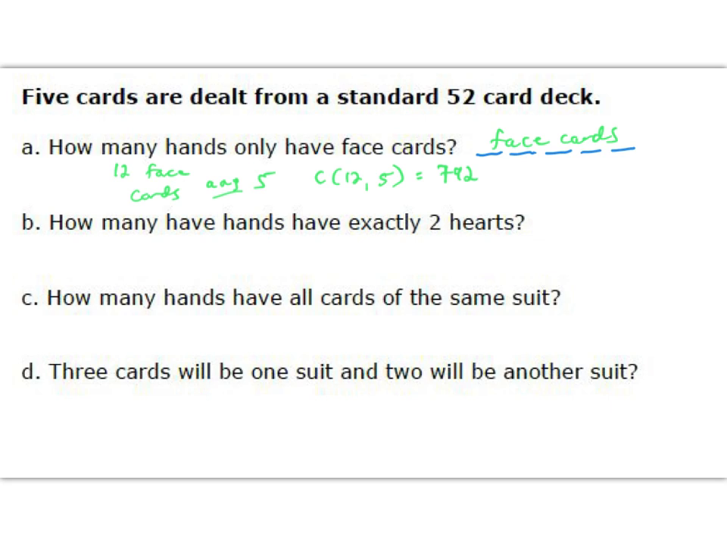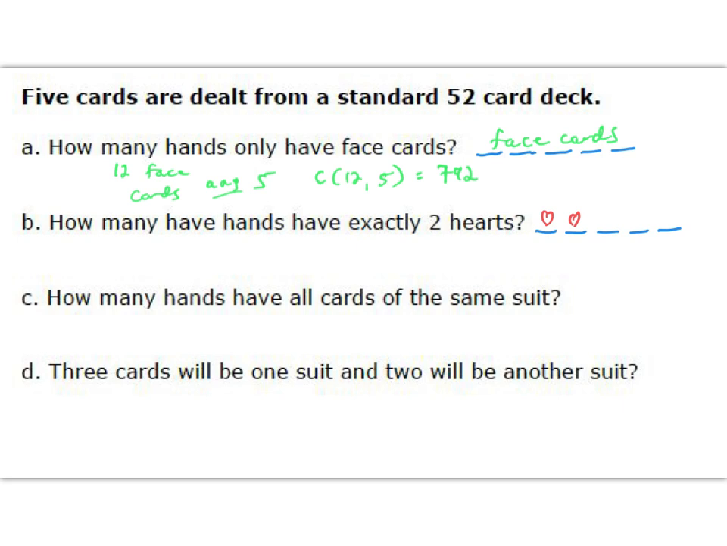Okay, let's take a look at this next example: how many hands have exactly 2 hearts. Well, let's draw our blanks to help us organize our information. We're going to get 5 cards. And we know for a fact that 2 of these cards will be hearts. Let's try drawing that heart again. Okay, a little bit better. So you have 2 cards that are going to be hearts.